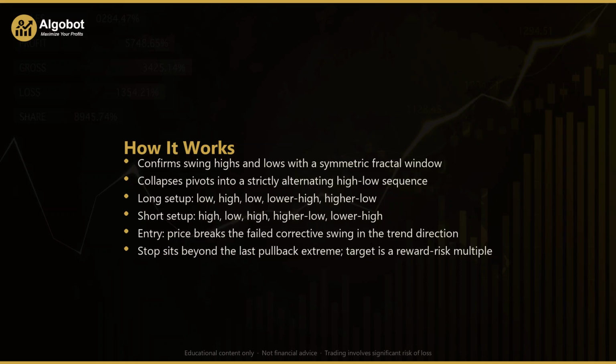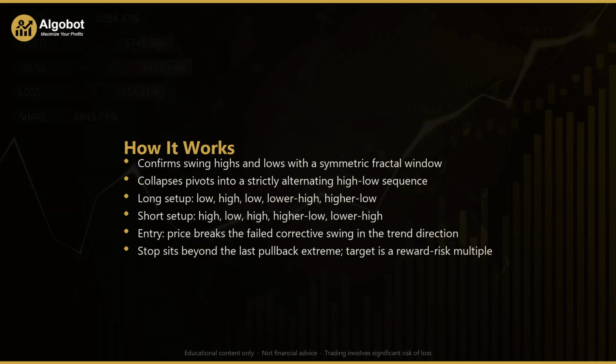Next, the strategy examines the last 5 swings, which it labels A, B, C, D, and E. For a long setup, it's looking for the sequence low, high, low, high, low. A is the start of the impulse, B is the impulse high, C is the first pullback low, D is a lower high where the bounce failed, and E is a second pullback low.